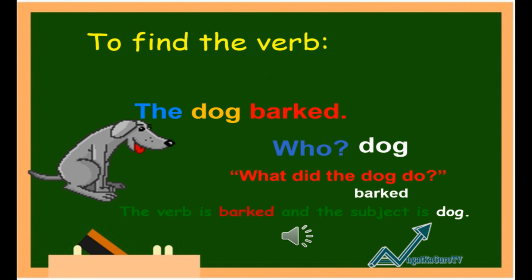The dog barks. Look what the subject is doing. Who? The dog. The dog is the subject. And what did the dog do? The dog barks. The verb here is bark, and the subject or doer is dog.